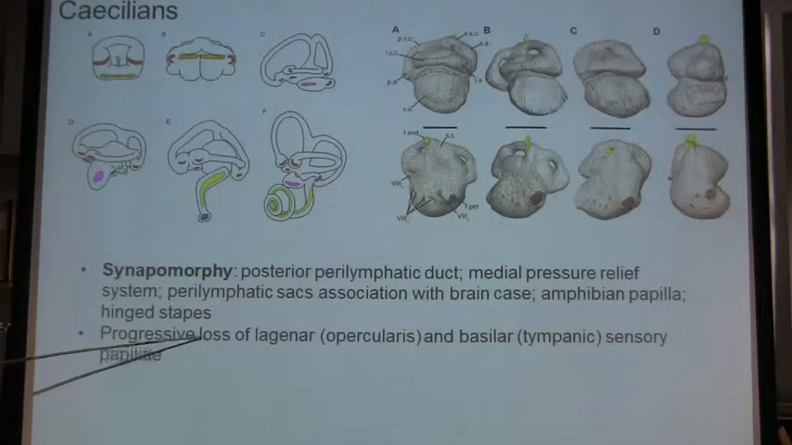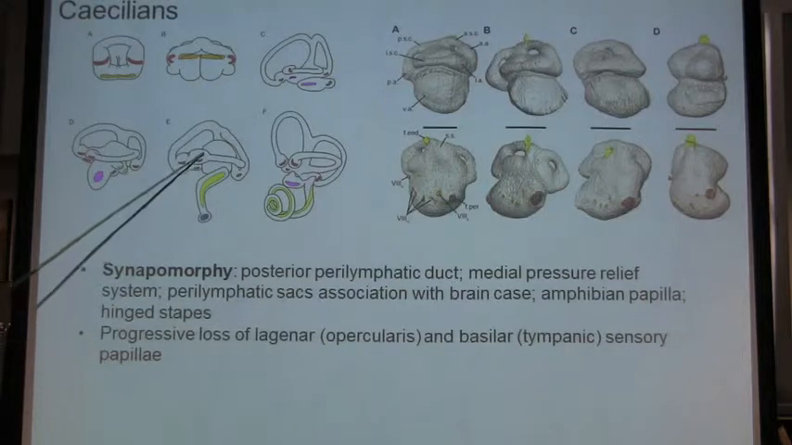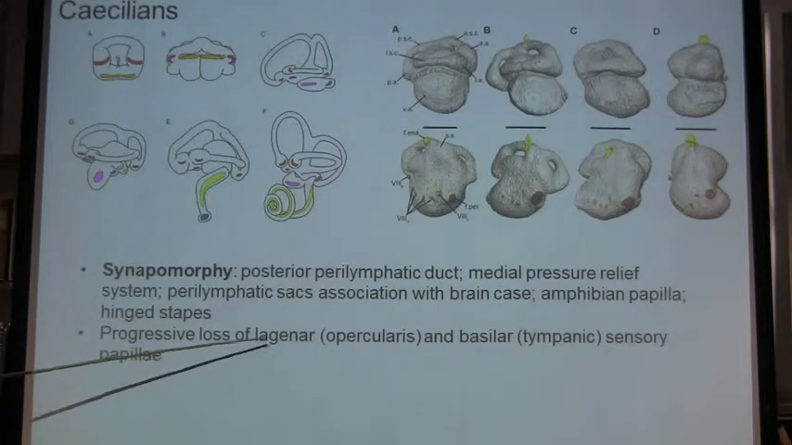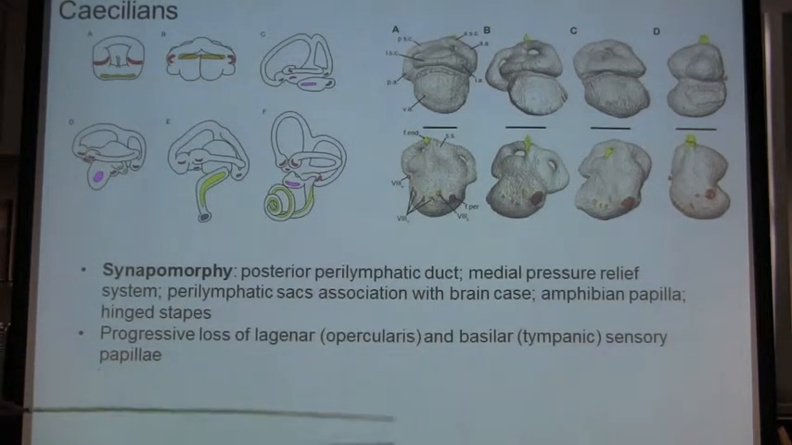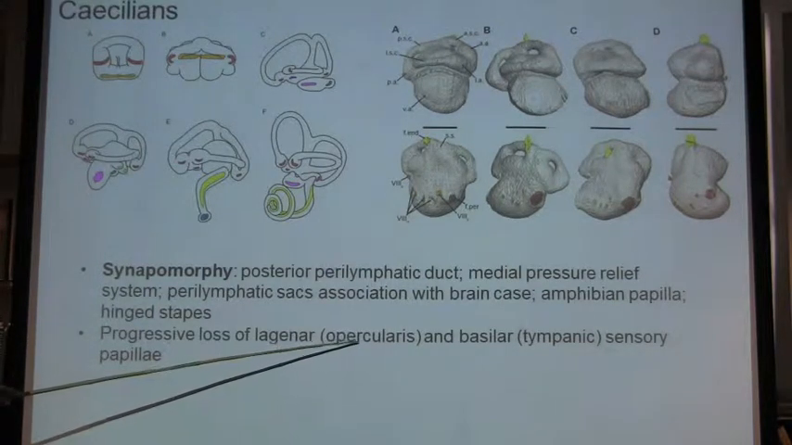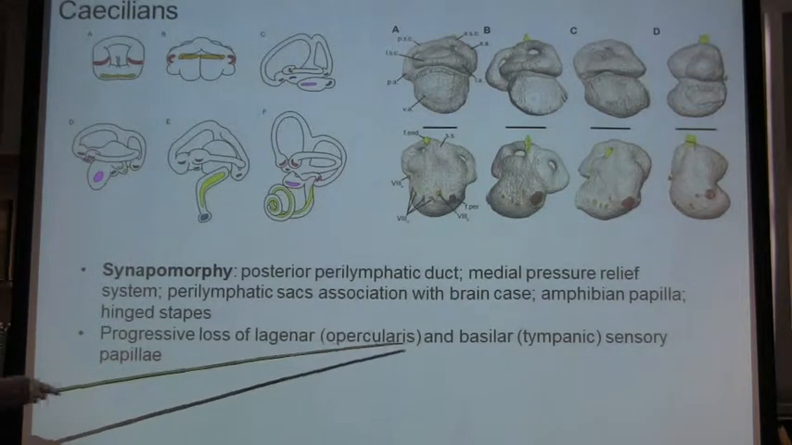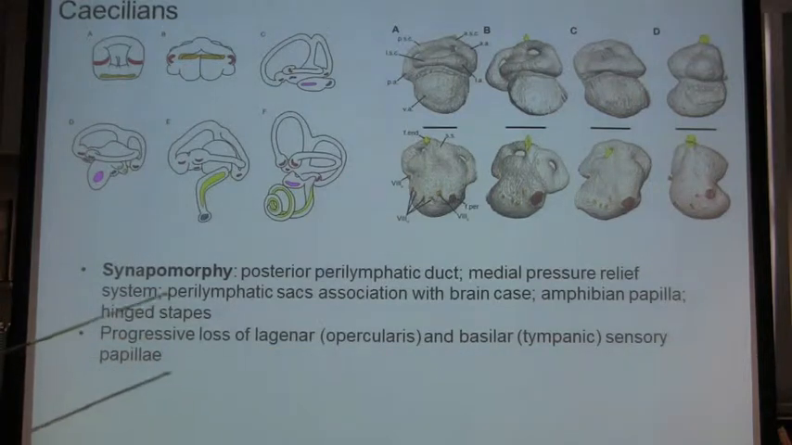But she also noticed that there was progressive loss of 2 of these sensory epithelia that are associated with the lagena and the basilar papilla. And these are associated with the opercularis, or low frequency, and high frequency sound systems within frogs and salamanders. Which means that at some point in the evolutionary history of caecilians, they must have had these hearing systems in order to lose them through the clade.